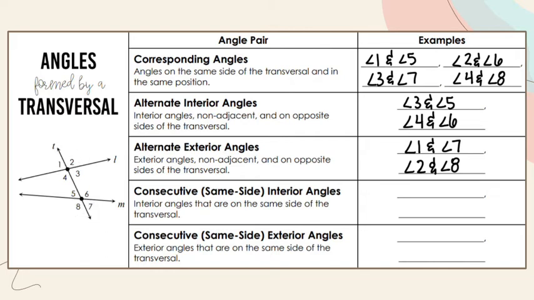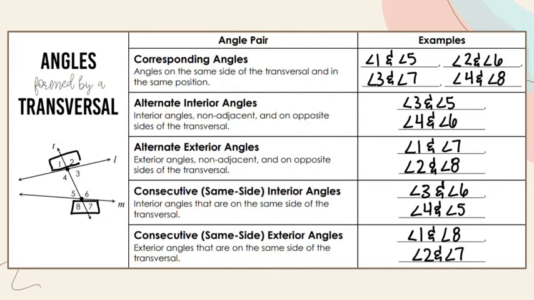Consecutive interior angles are going to be interior angles that are on the same side of the transversal. So this will be angle 3 and angle 6, and angle 4 and angle 5. And finally, we want consecutive exterior. So exterior means only the outside angles. Consecutive means same side. So this is going to be angle 1 and angle 8, and angle 2 and angle 7.